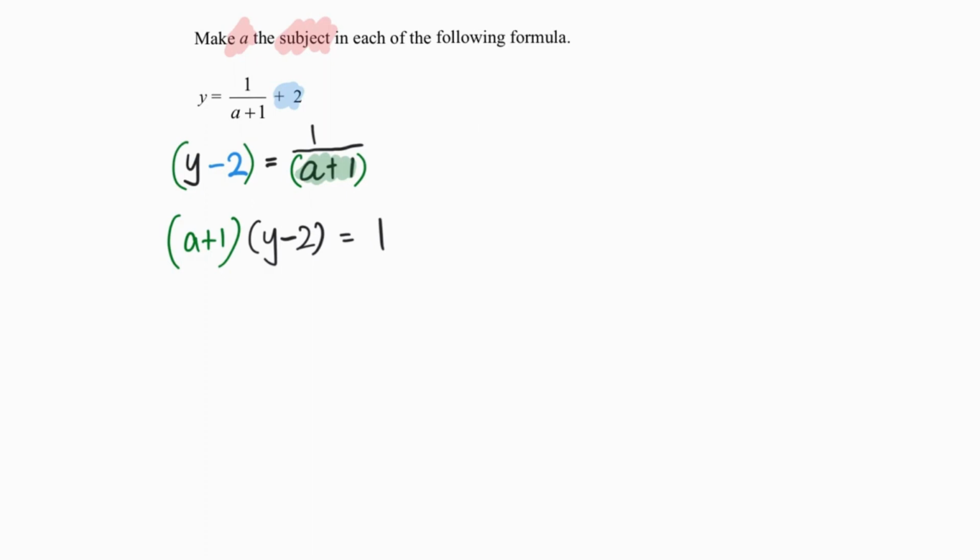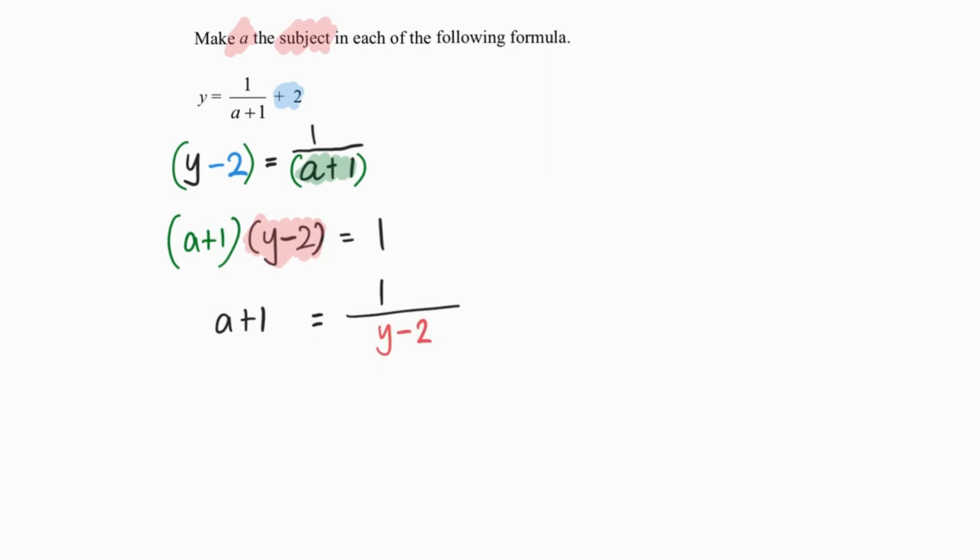And I'm going to divide by y minus 2 on both sides, so that I'm only left with... See, this y minus 2 is a multiplication. Divide by y minus 2 on both sides, so that eventually you will see that here will be a plus 1 over y minus 2.